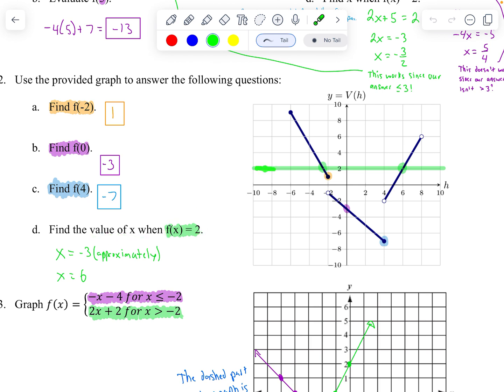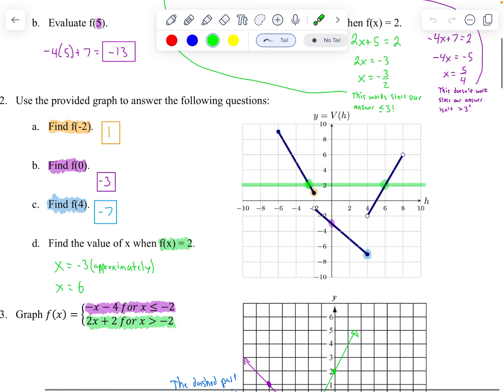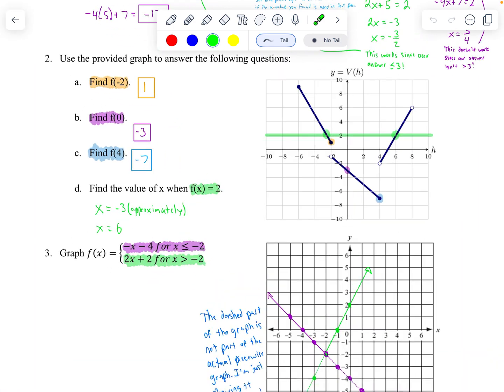So I've kind of highlighted this horizontal line right here where y equals 2, and anywhere that the y value is 2. So I called this approximately negative 3. It's close enough. Right here where I've highlighted in green, and then also right here at x equals 6. So you get two answers in this particular case. You wouldn't always have two answers. Like if I said, find the value of x when f of x equals negative 7, for example, well, negative 7 is down here, and that would only hit that particular point right there.